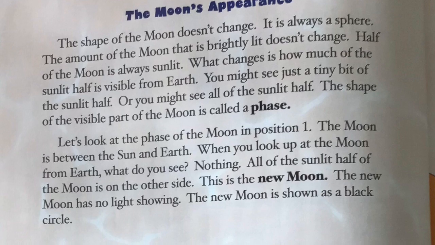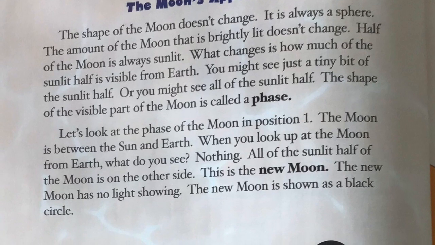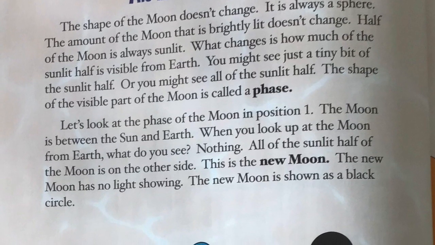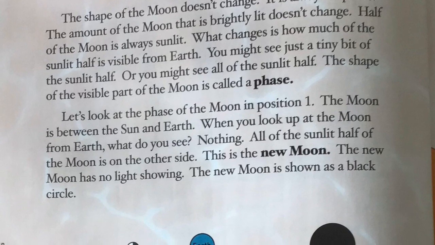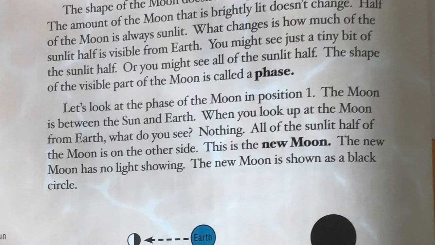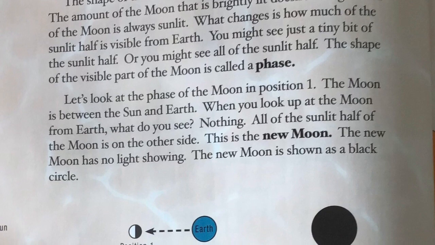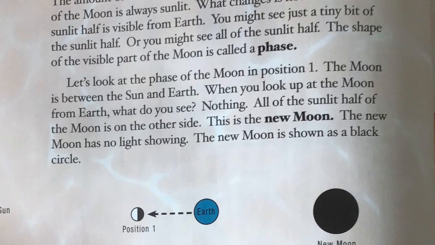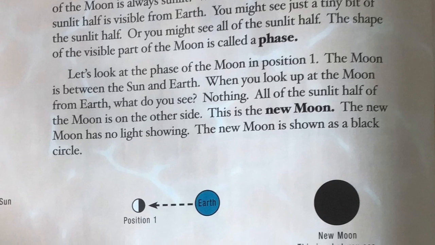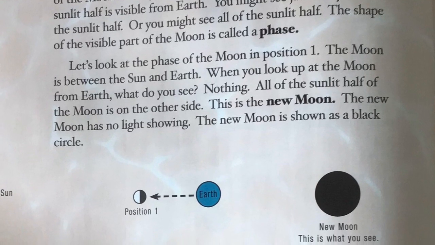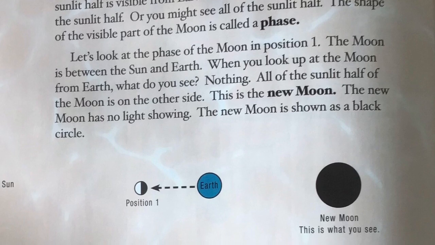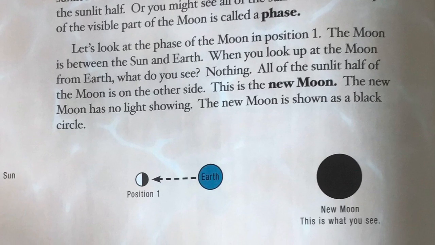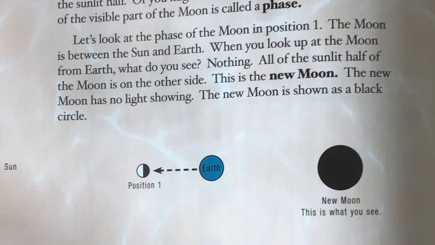The moon's appearance. The shape of the moon doesn't change. It's always a sphere, like a circle. The amount of the moon that is brightly lit doesn't change. Half of the moon is always lit. What changes is how much of the sunlit half is visible, how much we see from Earth. You might see just a tiny bit of the sunlit half, so a crescent moon, or you might see all of the sunlit half, full moon. The shape of the visible part of the moon is called a phase.